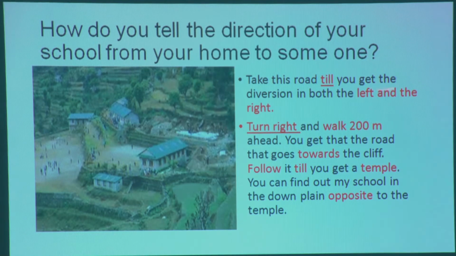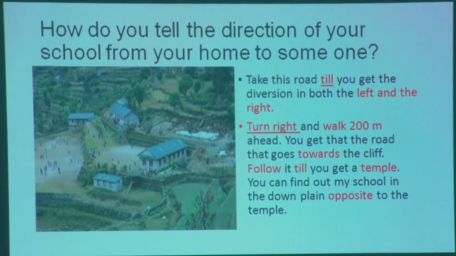So you will be bringing the person to your point, and you tell him or her, take this road till you get diversions in both the left and right. That means it gives a kind of confirmation that the person going there must go till he or she gets a left and right diversion. Okay. After that, what is your instruction? Your instruction is that turn right and walk 200 meters ahead.